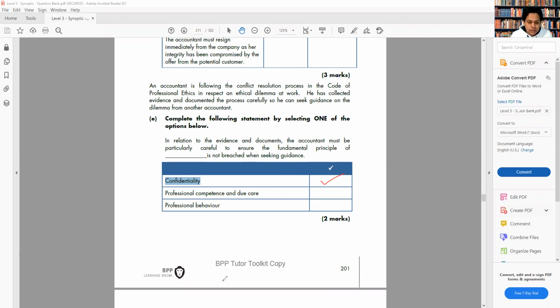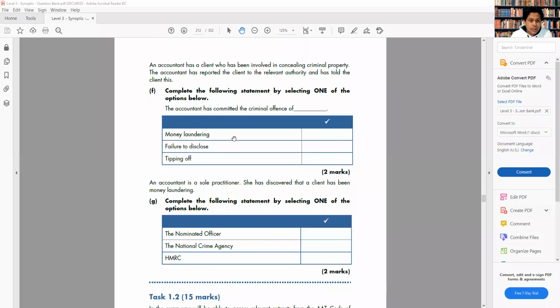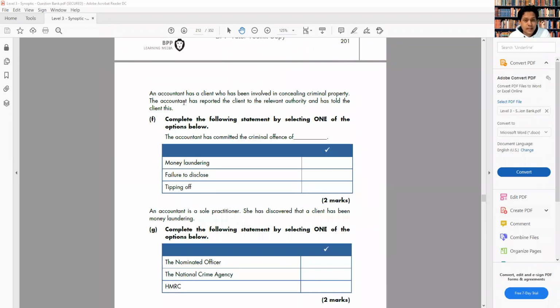All right, so let's move on to the next one. The next one we have: an accountant has a client who has been involved in concealing criminal property. The accountant has reported the client to the relevant authority and has told the client this. So this is basically tipping off, isn't it? Someone you know is involved with money laundering, and you're telling the authority that you know someone who is involved with money laundering.